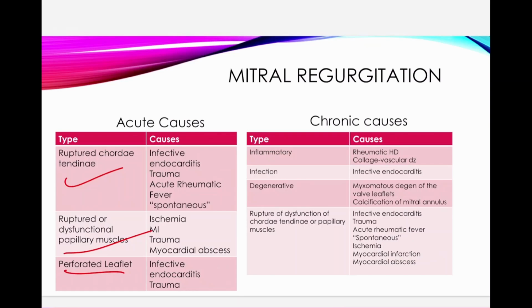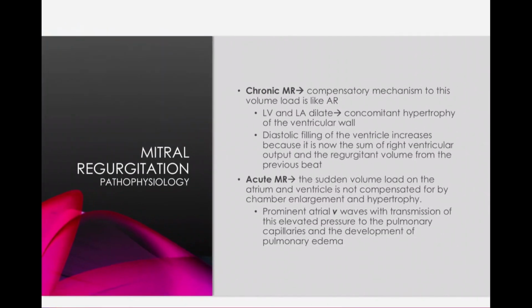Chronic causes: infection, inflammation, degenerative. Again, these are all long-term processes compared to the short stuff. In chronic MR, they do have time for compensatory mechanisms. But again, the volume load is like aortic regurgitation. The left ventricle and left atrium dilate, and they get hypertrophy going. Diastolic filling increases because you get it from two spots.